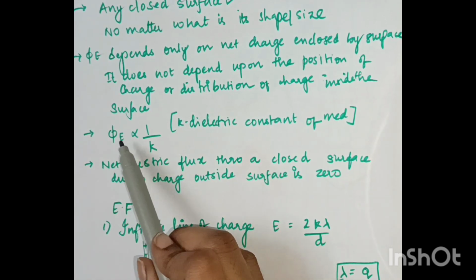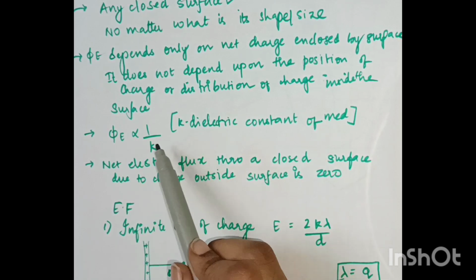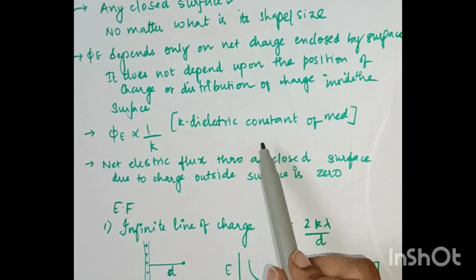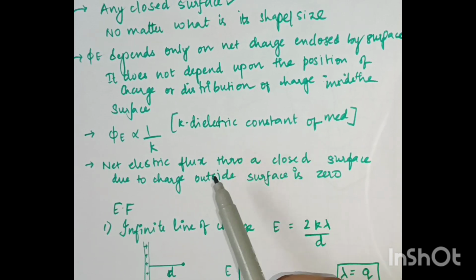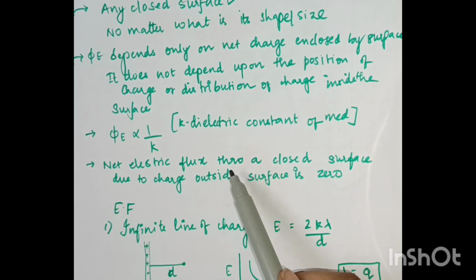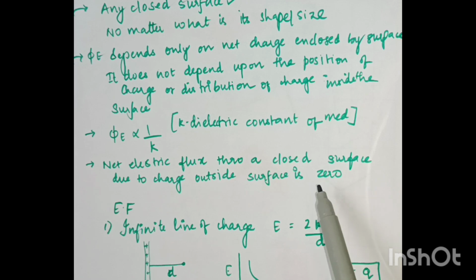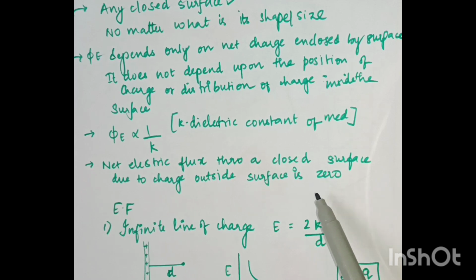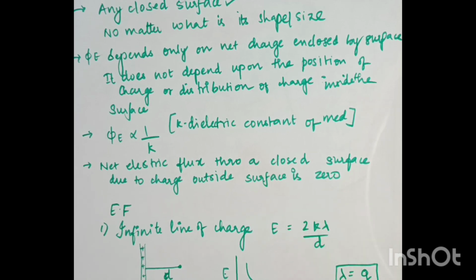We should know phi, that is electric flux, is inversely proportional to k, where k here is the dielectric constant of the material. You may use this in some questions. Net electric flux through a closed surface due to charge outside the surface is zero. We have seen this point. Because of a charge present outside the surface, the electric flux through that surface is zero.